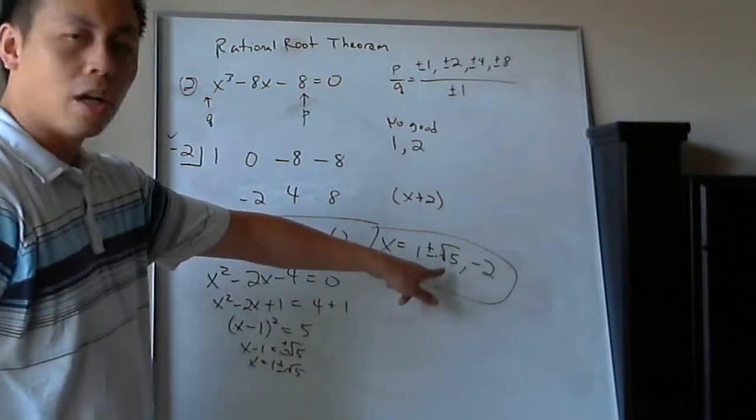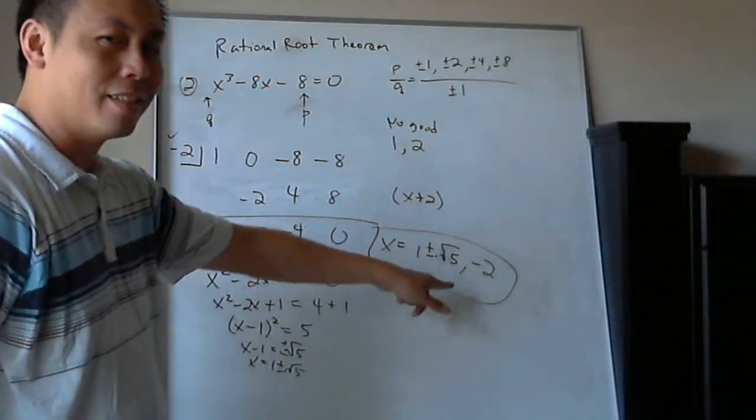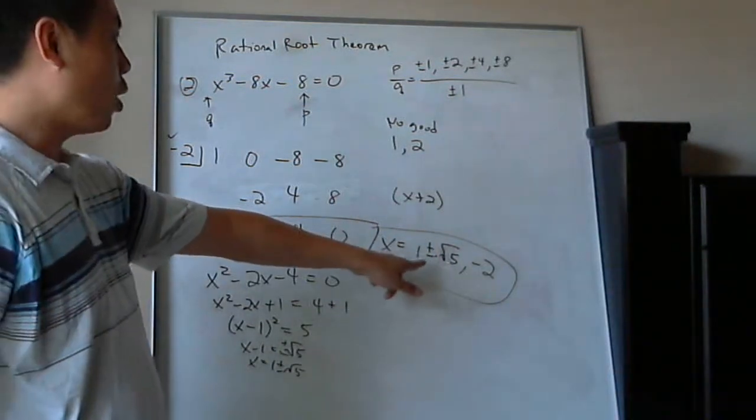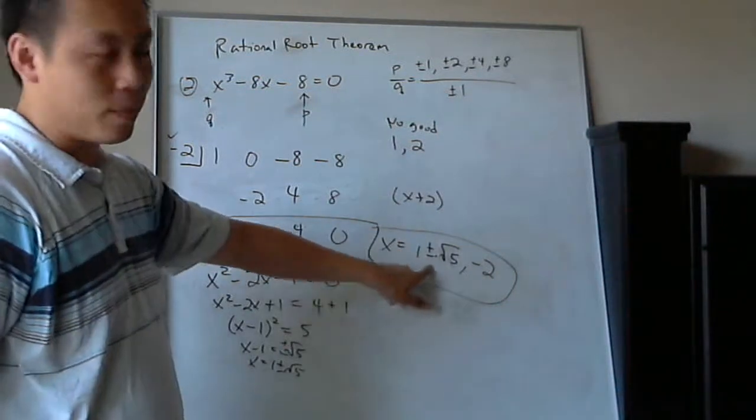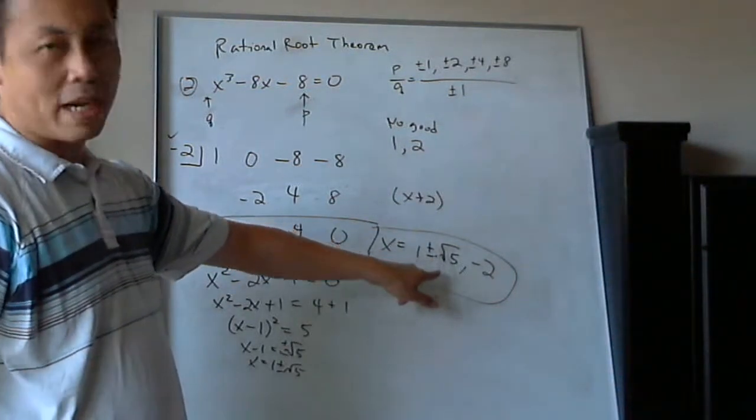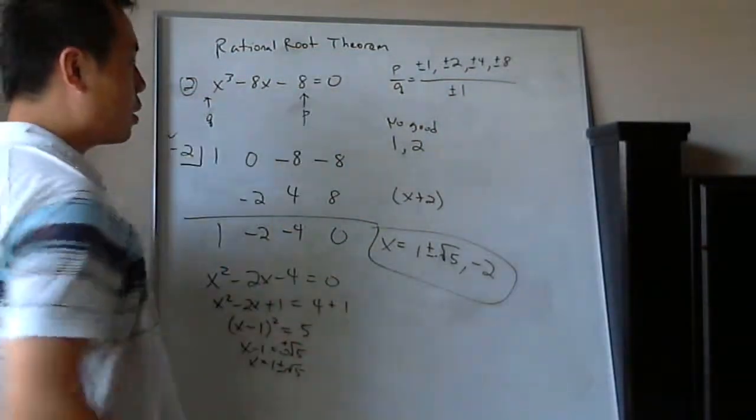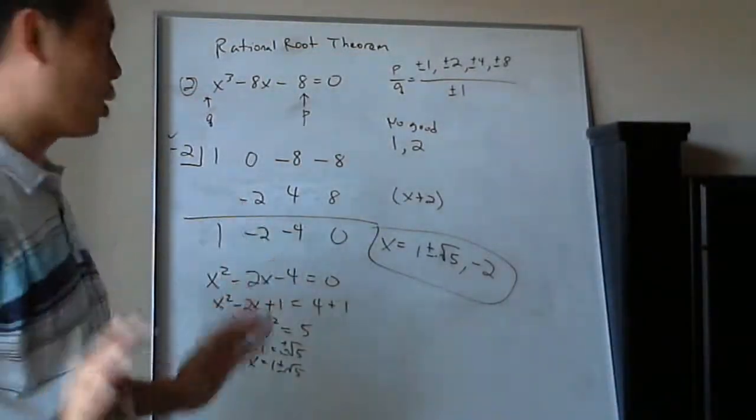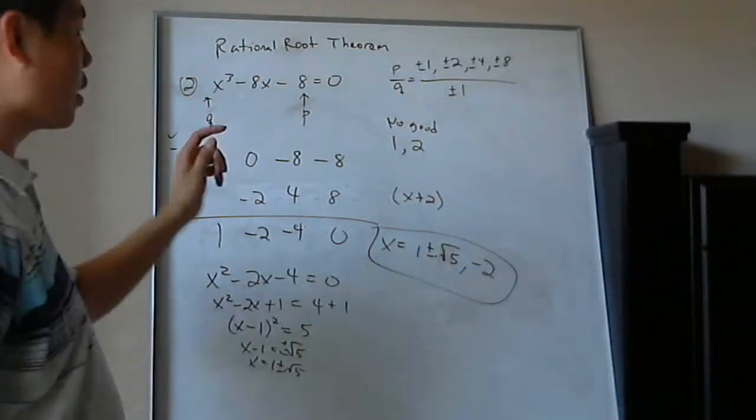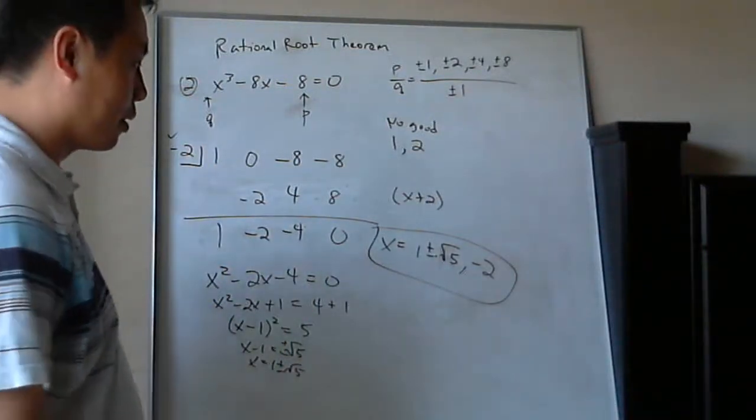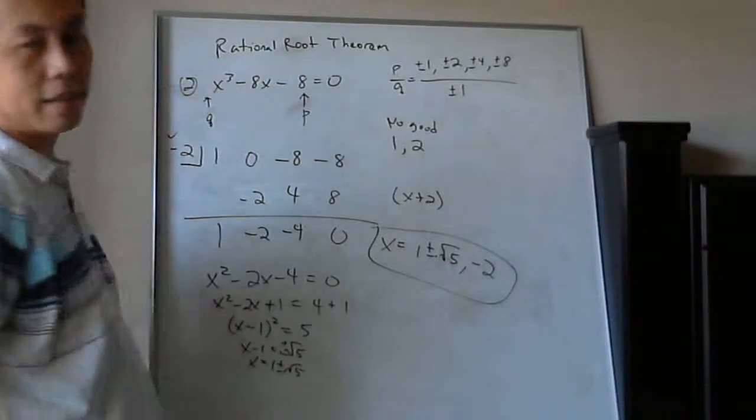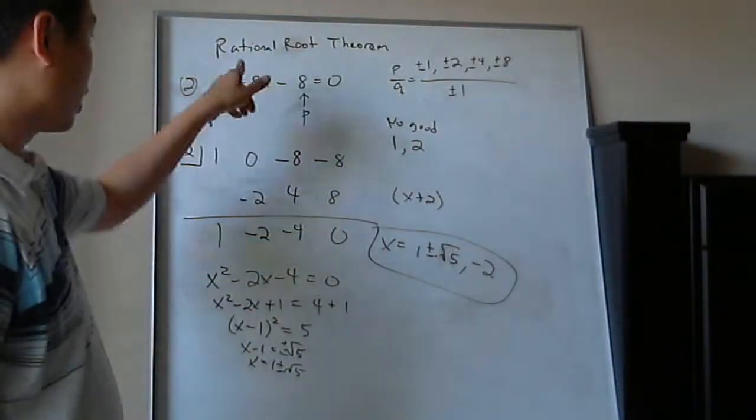How come? Well, radical 5 is irrational, isn't it? So there's no way you can find this root as a possible solution since it's 1 plus or minus root 5. Root 5 is an irrational number. So remember, the rational root theorem is to find all the rational roots only. You can't find irrational roots with this. So negative 2 is the only one you're going to find that works with this theorem.